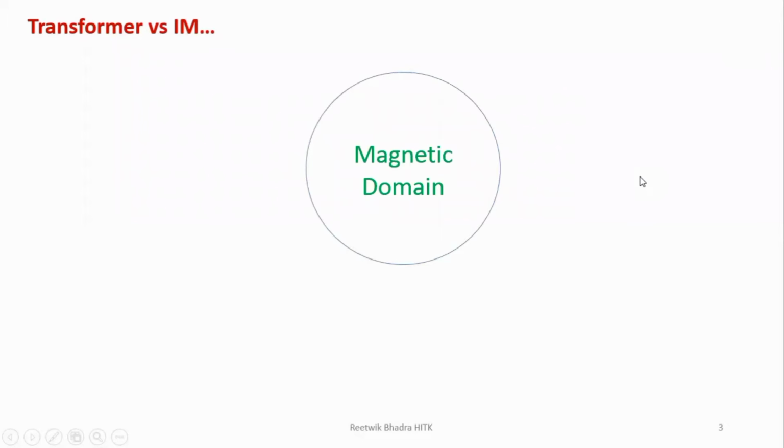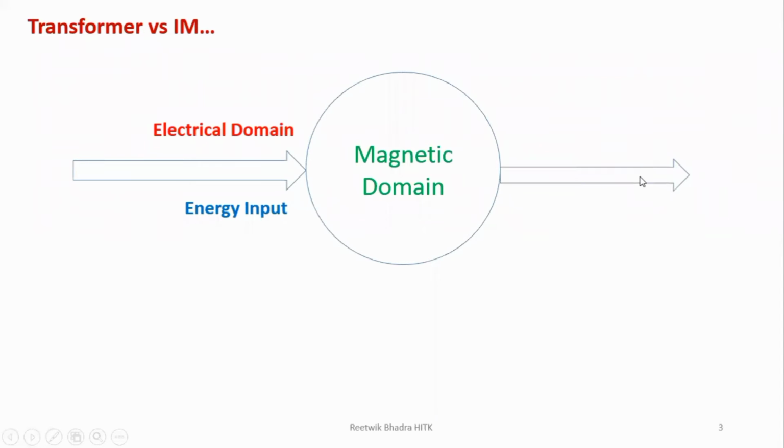Okay. So next, I have tried to make a small comparison between a transformer and an induction motor. I've tried to make an animation over here, just a small animation. What we have over here is a magnetic domain, which is common between the two. In both a transformer and an induction motor, we have a magnetic domain. Now, what is the supply in both cases? In both cases we are giving electrical energy as our supply. So energy input is electrical in both the transformer and the induction motor.